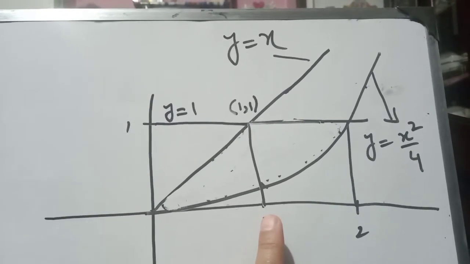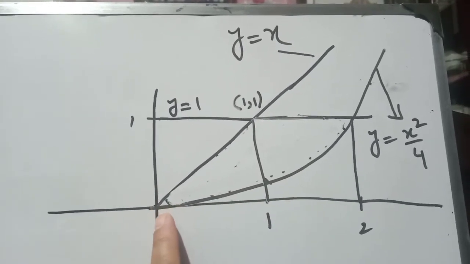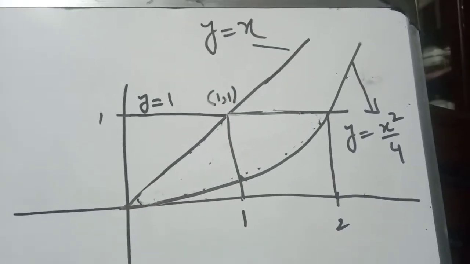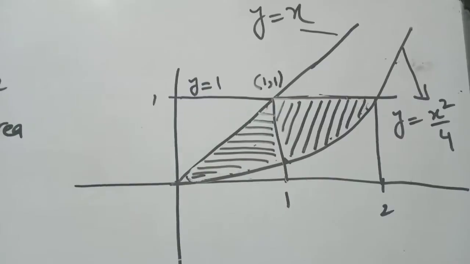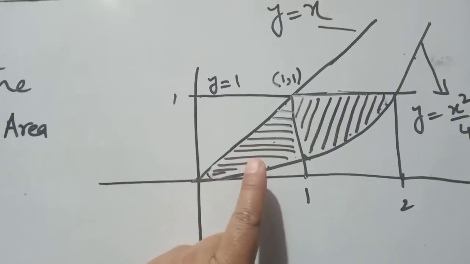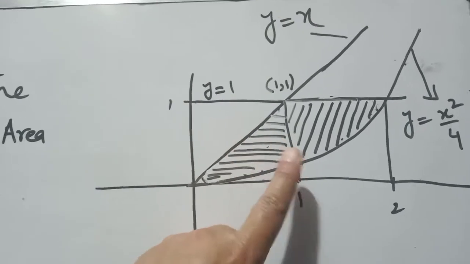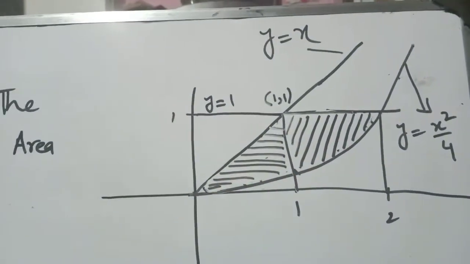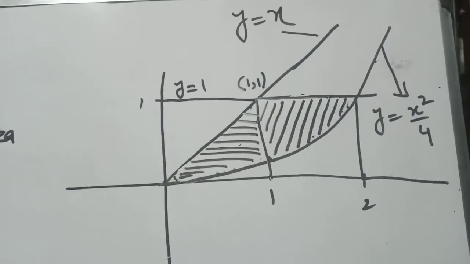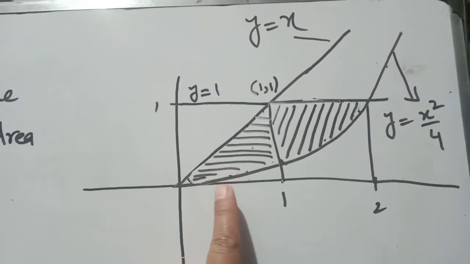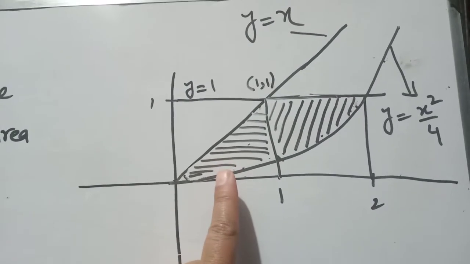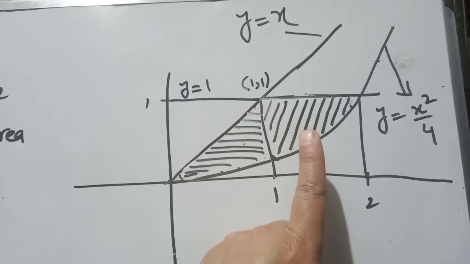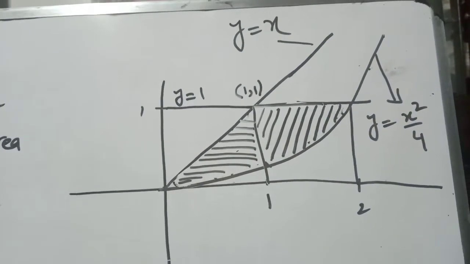Now we have two parts. One part is from 0 to 1 and the other part is 1 to 2. We have to find the shaded area. Let me shade the region. Here I have shown the shaded region with two different kinds of lines. These lines are horizontal and these lines are a little bit inclined, or you can say these lines are vertical. So we will find this shaded area separately, this shaded area separately, and then add both of these areas.